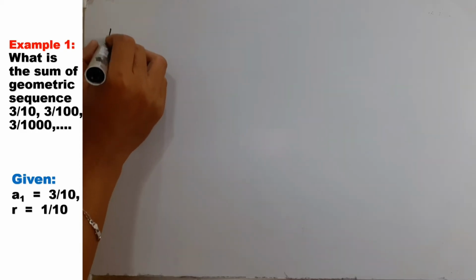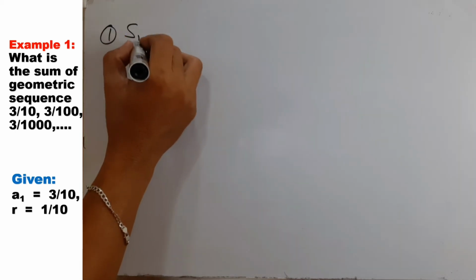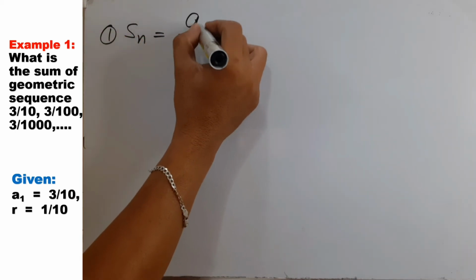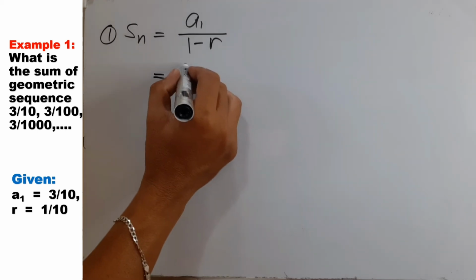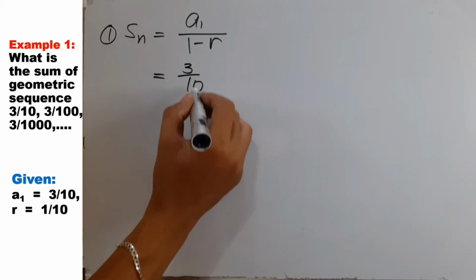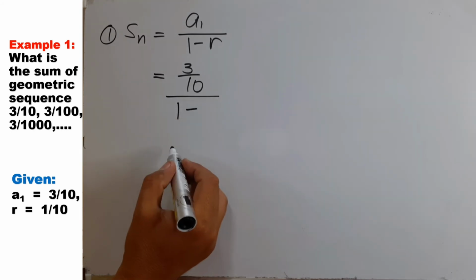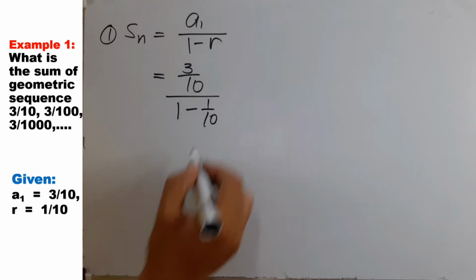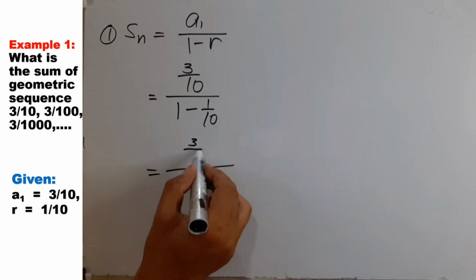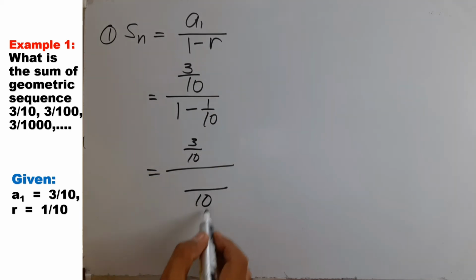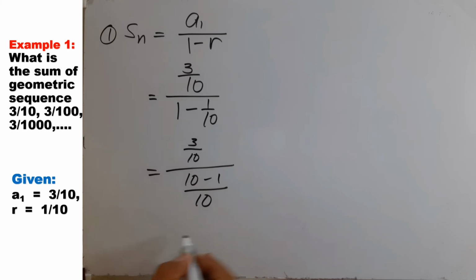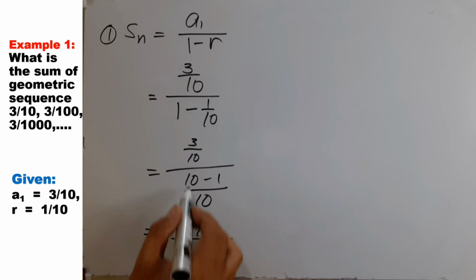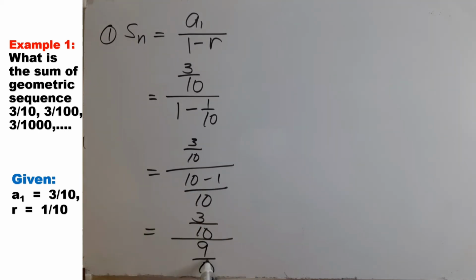To solve for the sum of the infinite sequence, we have the formula S of n equals a sub 1 over 1 minus r. By substitution, the first term is 3 over 10, over 1 minus r, where r is 1 over 10. Copy 3 over 10. LCD is 10. 10 divided by 1 is 10 times 1 is 10. 10 divided by 10 is 1 times 1 is 1. So we have 3 over 10. 10 minus 1 is 9 over 10.